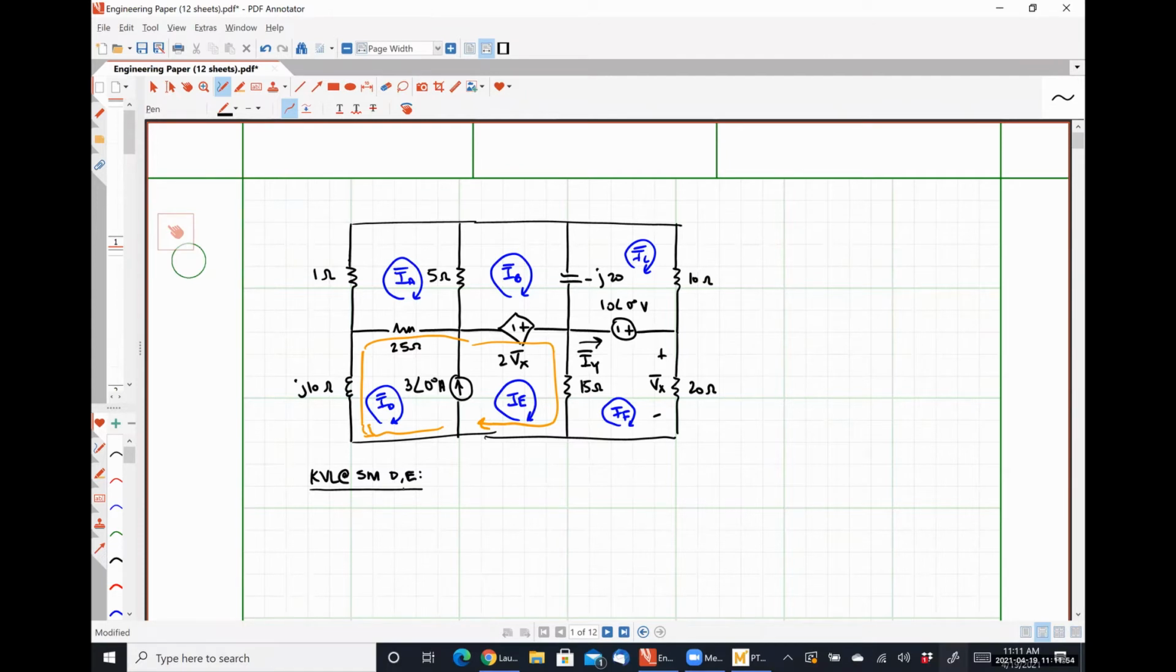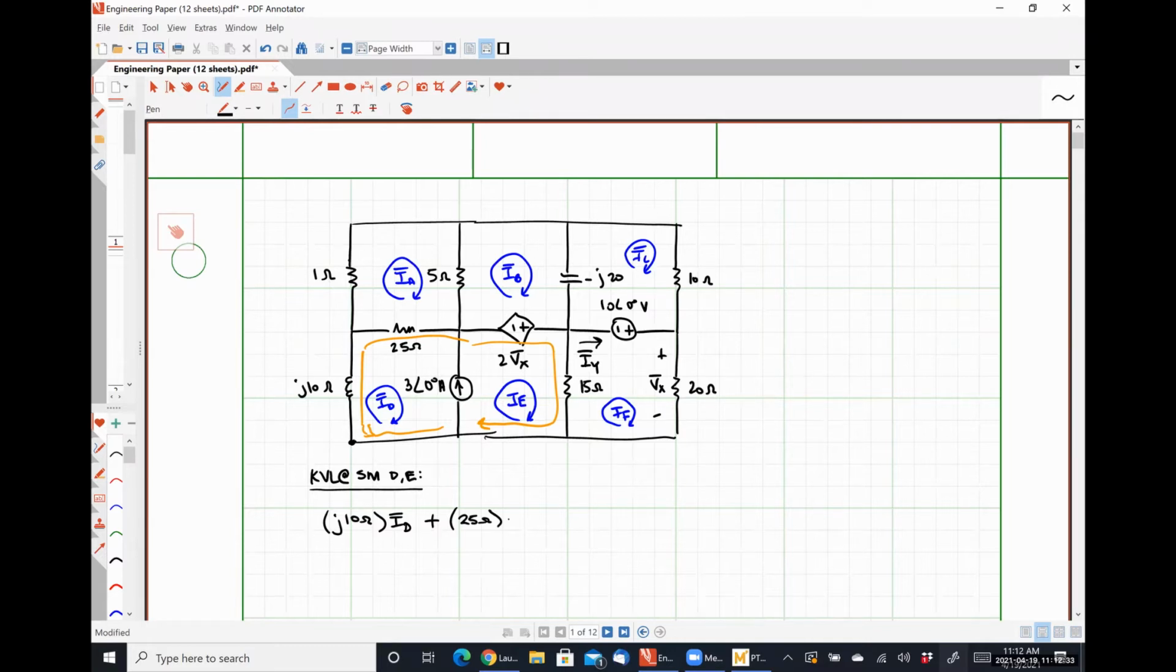I personally prefer to start in the bottom left-hand corner and just follow the current around its clockwise path. So for me, I would start here, and my first term would then be J10 ohms times ID. What would my next term be? 25. Okay, so 25 ohms is the next thing that's seen.